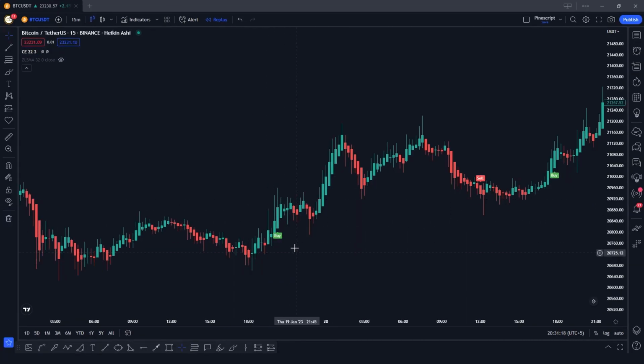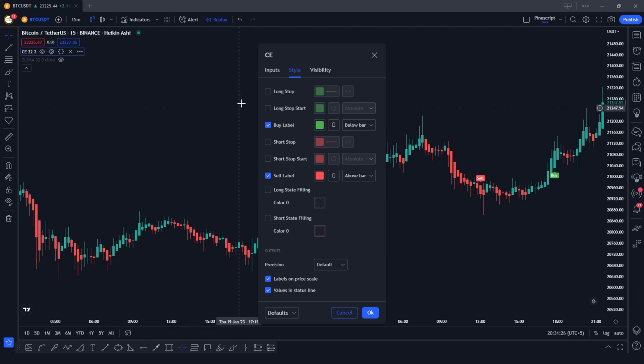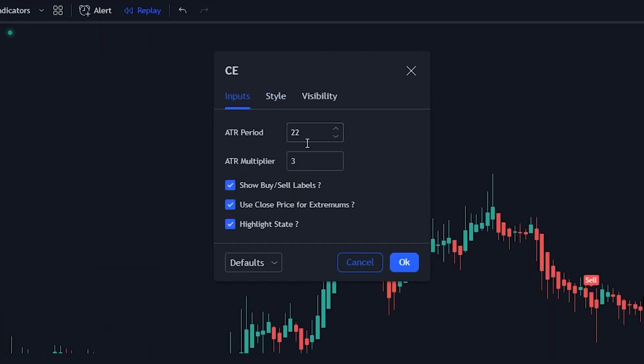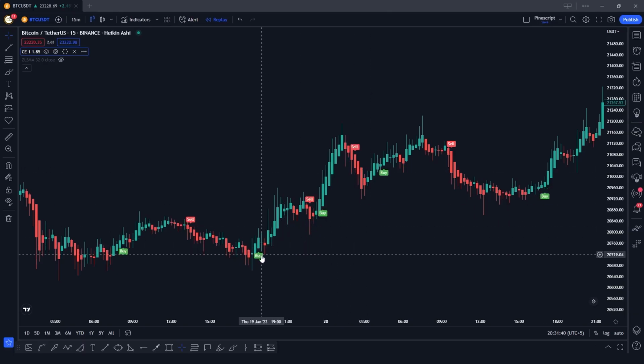Now let's solve the lagging issue, because this indicator is giving us signals a bit late according to the trend. So if we go towards the settings again, and inside the input we're going to change this ATR period from 22 to 1, and we're also going to change this ATR multiplier from 3 to 1.85. Another thing we're going to do is uncheck both these boxes. So now you can see that the signals have moved a lot closer to where the trend change actually happened.